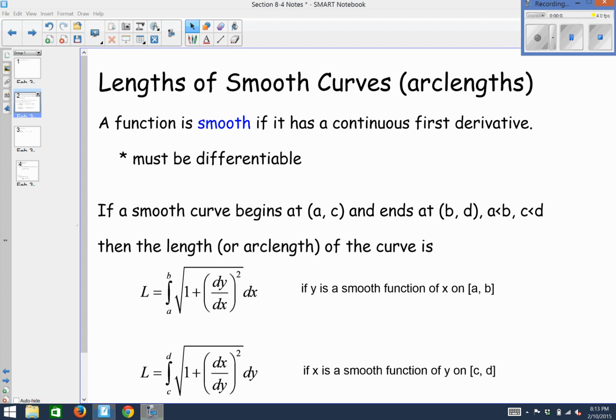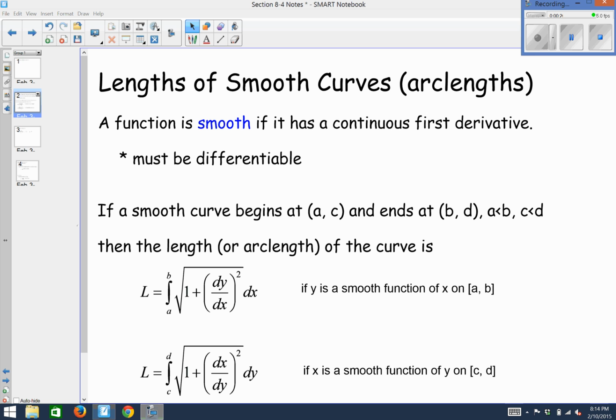This video here is for section 8.4. Section 8.4 is actually not too bad in terms of concepts or anything. 8.4 is looking at the lengths of curves or arc lengths. And you learned back in geometry how to find arc lengths of circles by taking whatever fraction of the circle it was times the circumference.